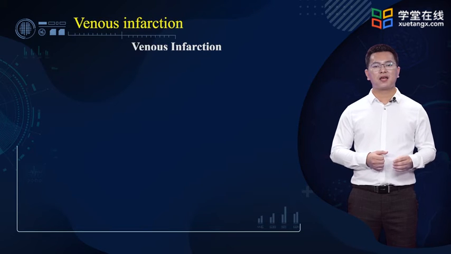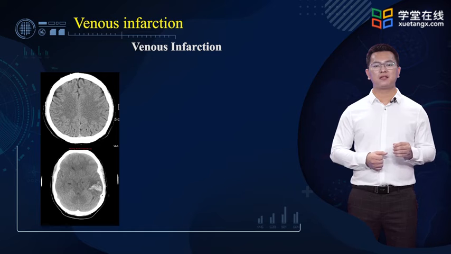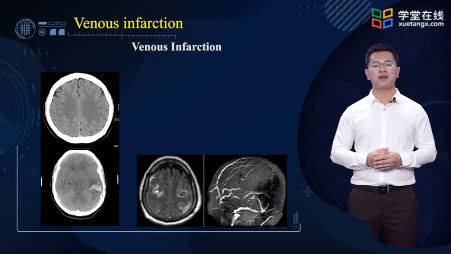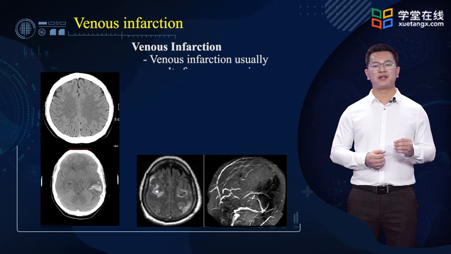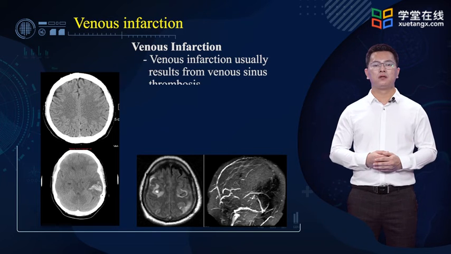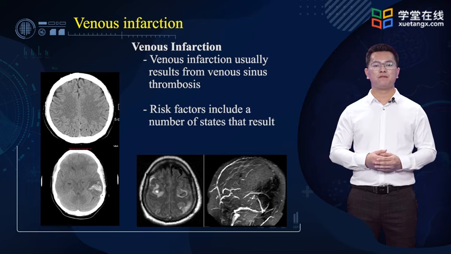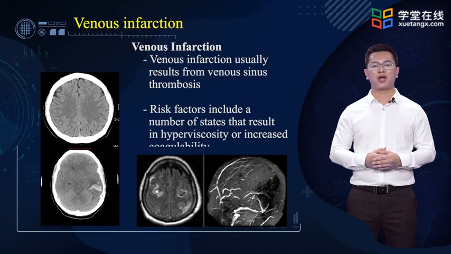The other sign that can help you in making the diagnosis of unexpected venous thrombosis is venous infarction. Venous infarction usually results from venous sinus thrombosis. Risk factors include a number of states that result in hyperviscosity or increased coagulability.